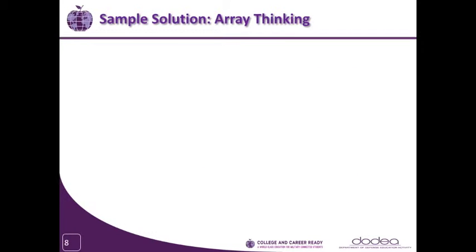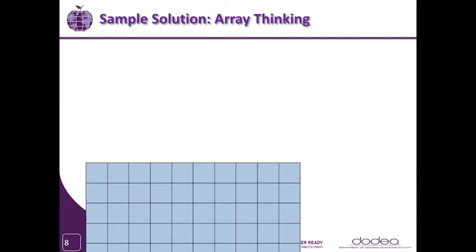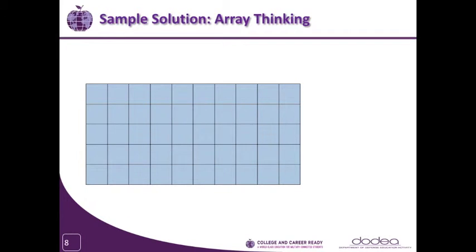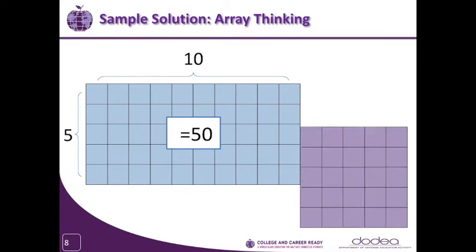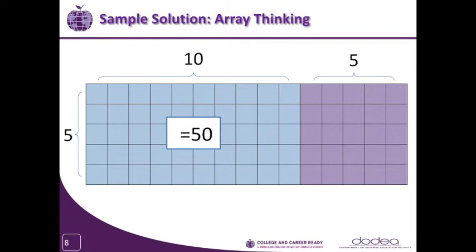Here's a sample solution. This is array thinking. You're going to see a lot of arrays, especially in the elementary grades. So here's part of the problem solved. There's 10 times 5, which is equal to 50, and there's an array for 10 times 5. But that's not enough. You need to add another 5 times 5, which is going to equal 25. So 15 times 5 equals 75.